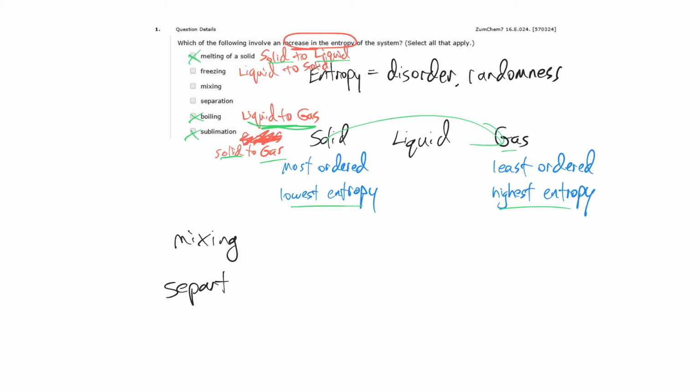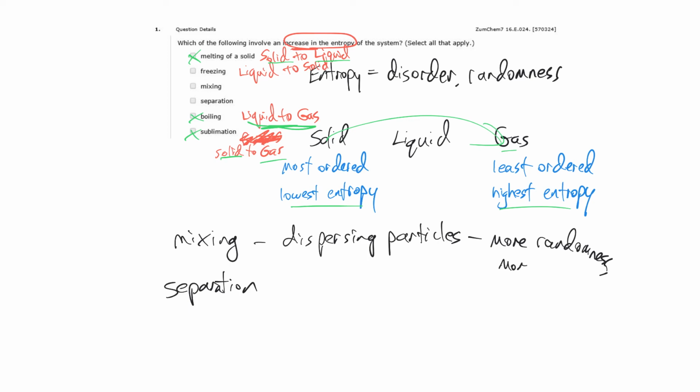These are not phase changes, they're just moving particles around. When you mix something, you're dispersing the particles. You're making the mixture more random. More randomness and more disorder. So you're in effect increasing the entropy of the system. So check the box for mixing.